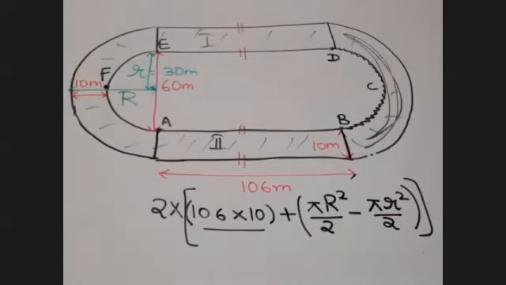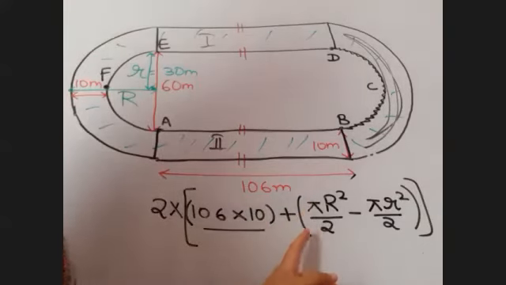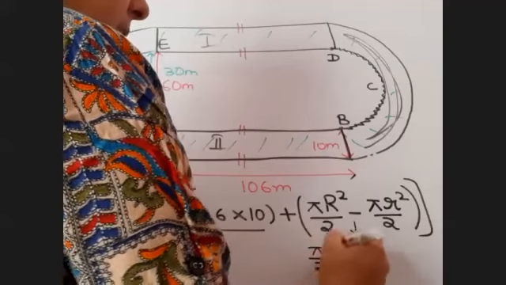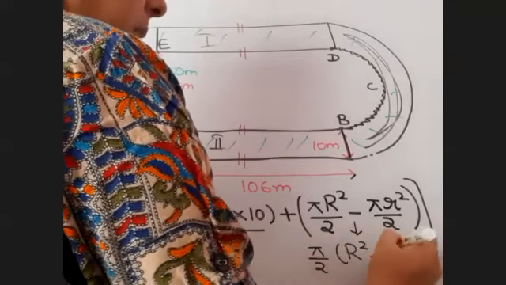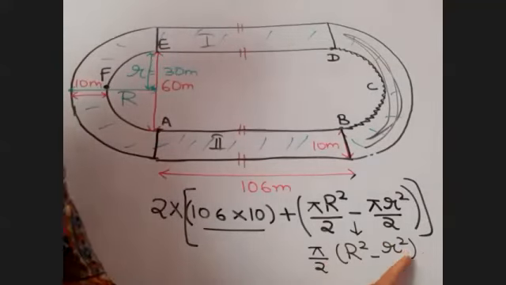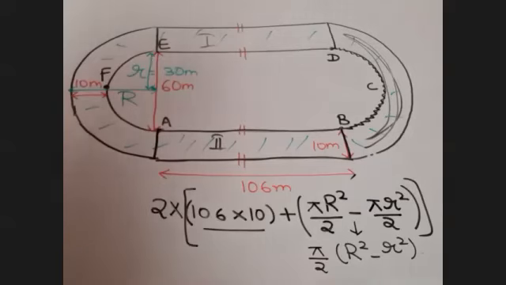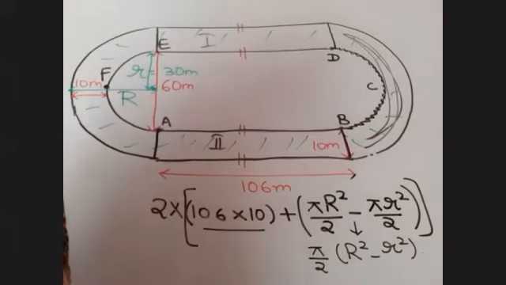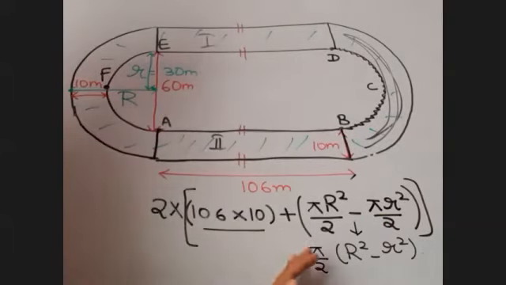Are you with me, children? Now from here, in this bracket, pi by 2 can be taken common. In the bracket, we have capital R square minus small r square. Now again, capital R square minus small r square will give us the a minus b, a plus b identity. And that is how we can simplify and find the area of the track. I've given you the simplified version. Now putting the values, we can calculate it.